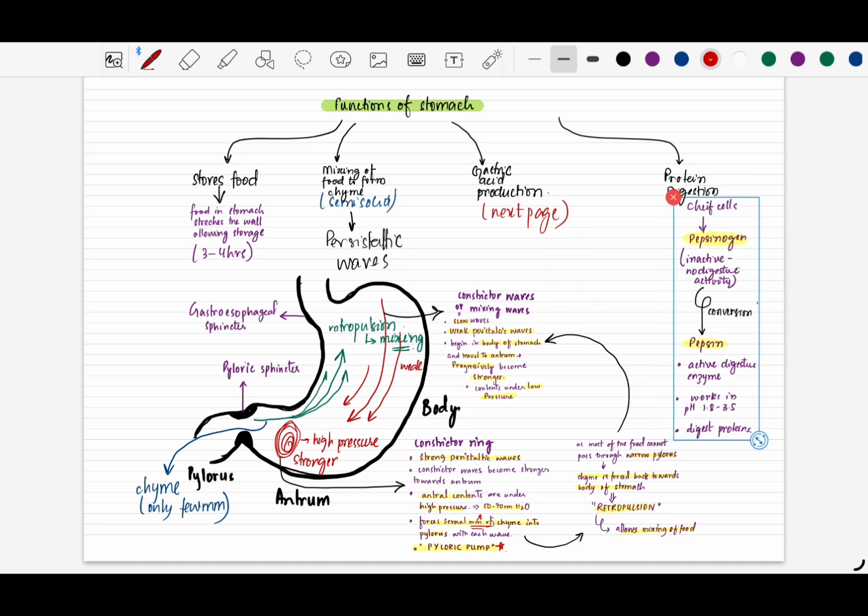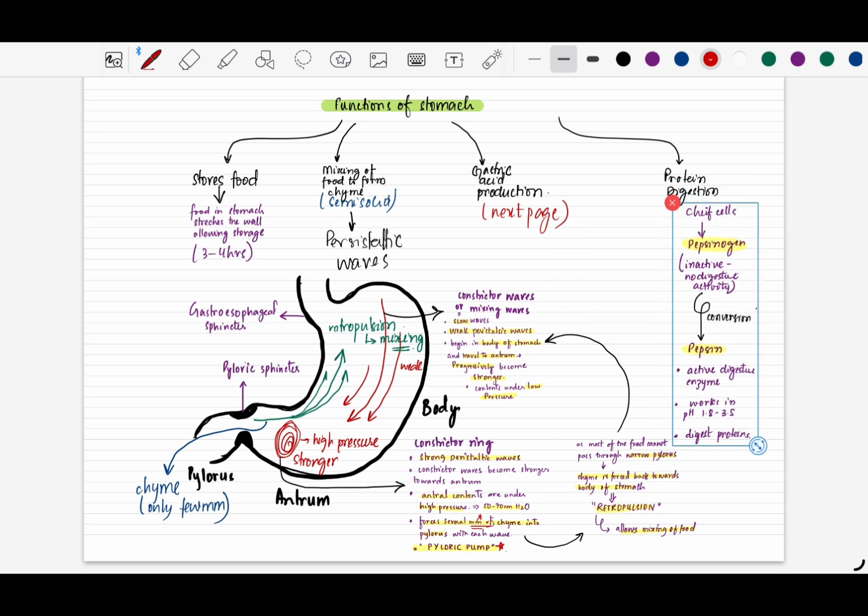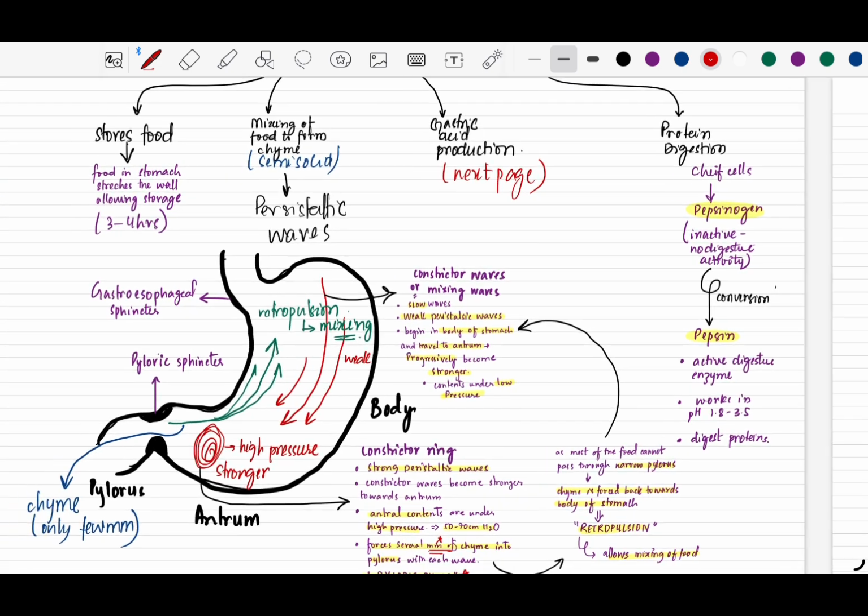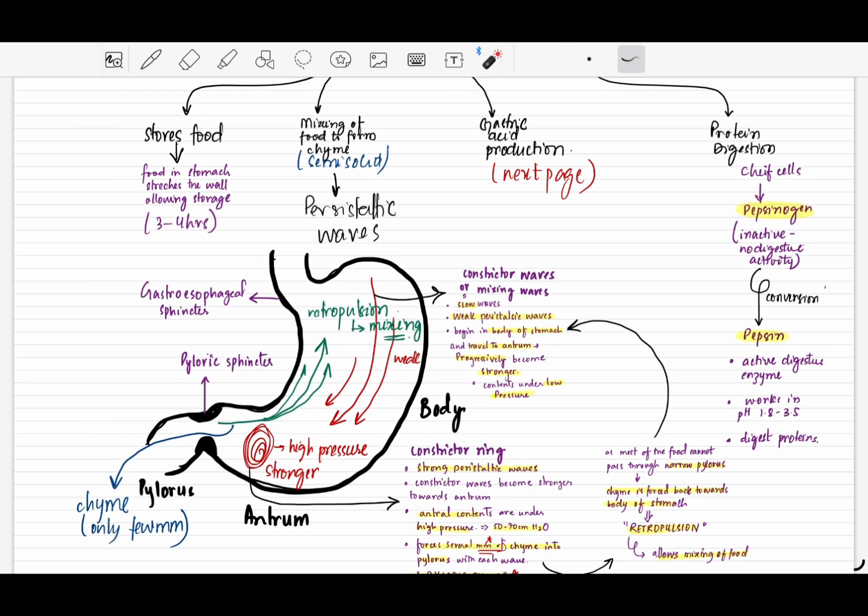So the chief cells of the stomach, we already talked about the chief cells and their role, are responsible for secreting pepsinogen. Now, pepsinogen is inactive, it has no digestive activity, and it gets converted into pepsin. Now, this conversion is aided by HCl, which means that when inactive pepsinogen comes in contact with gastric acid, it gets converted to pepsin. Now, pepsin is an active digestive enzyme which works best in an acidic pH somewhere around 1.8 to 3.5 and digests proteins. This means that protein digestion begins in the stomach.